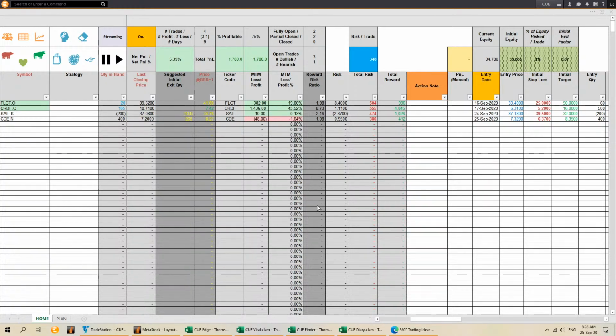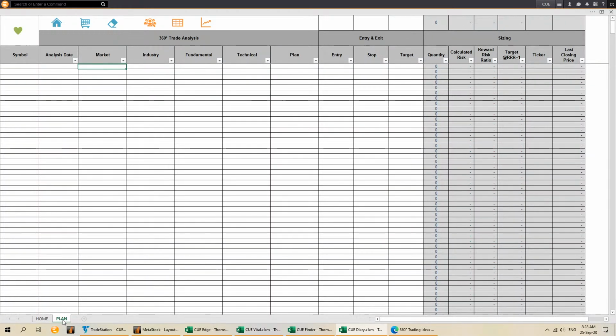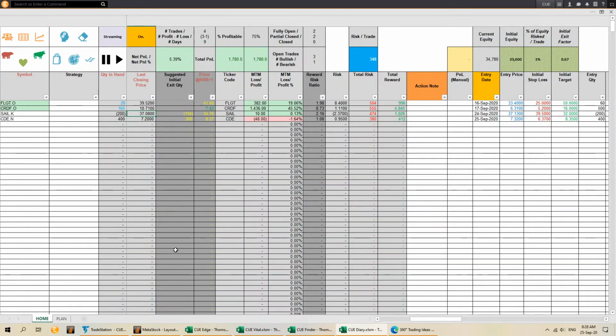What did I cover so far? So far I covered how you plan the trade in the plan tab, and once you execute the trade, you got the fill, you transfer the trade to trade log homepage and you do the necessary adjustments to the actual entry price and actual entry quantity.